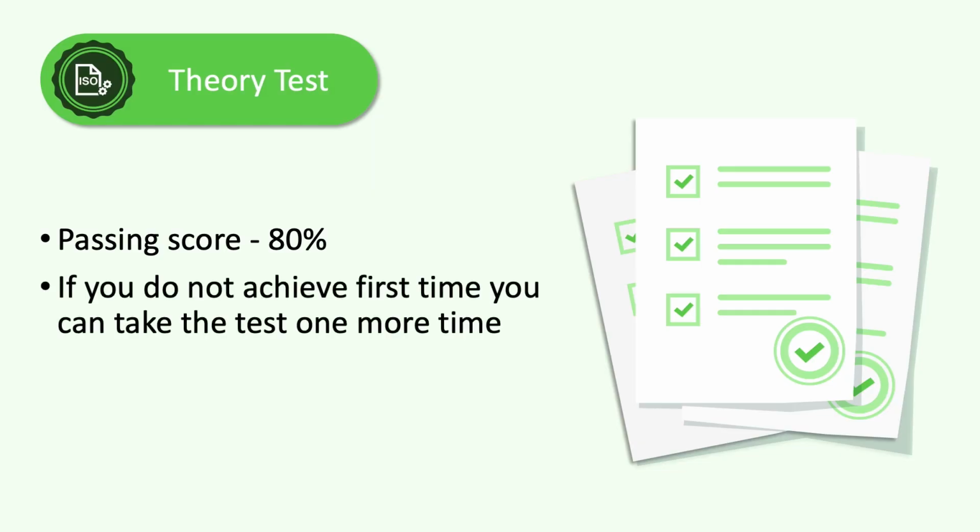After you have completed all 3 of the subject modules, you will unlock the end of course theory test. This is a multiple choice test. You must score 80% or higher to pass the end test. If you do not achieve this score the first time, you can take the test one more time. If you fail this a second time, then the course will be locked and you will need to contact Human Focus to reapply to take the whole course again.